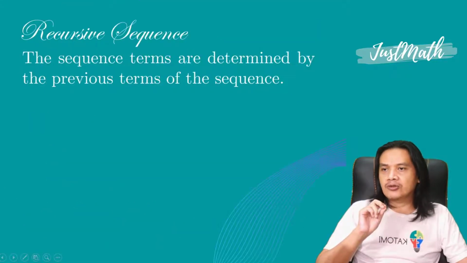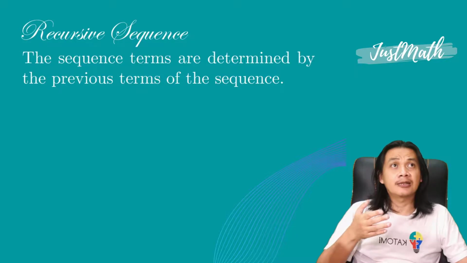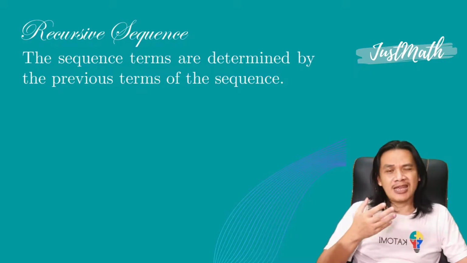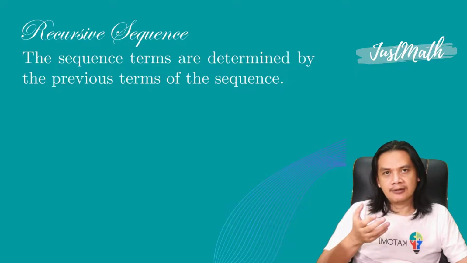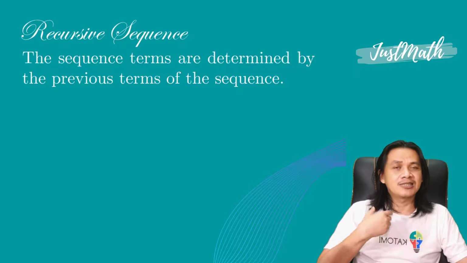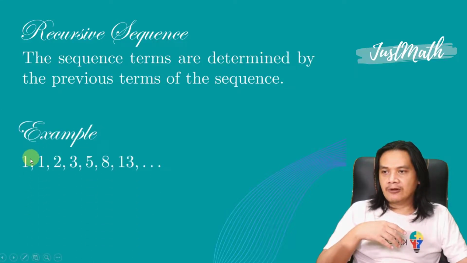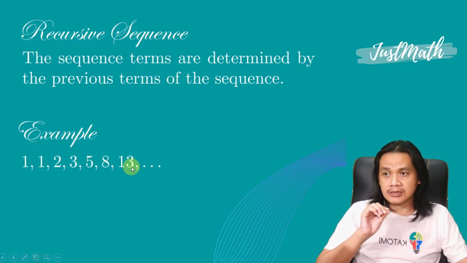Another way to describe a sequence is by giving a recursive formula, and a sequence that is obtained in that way is sometimes called a recursive sequence. A recursive sequence is a sequence whose terms are determined by the previous terms of that sequence. For example, if we look at the following Fibonacci sequence, right?